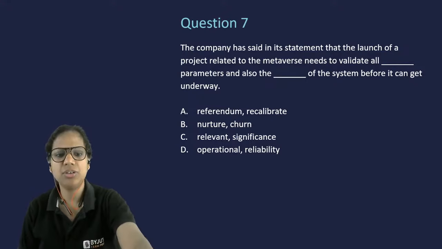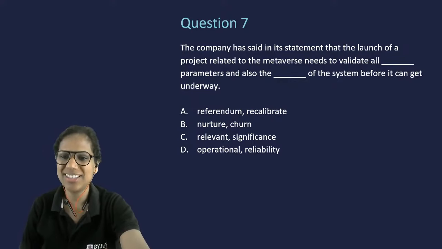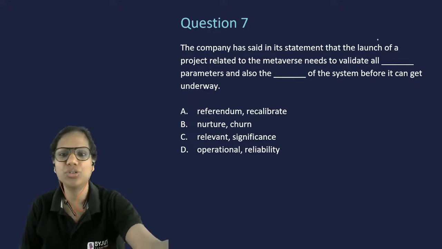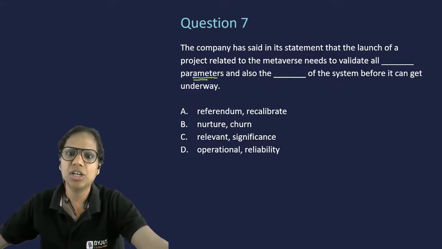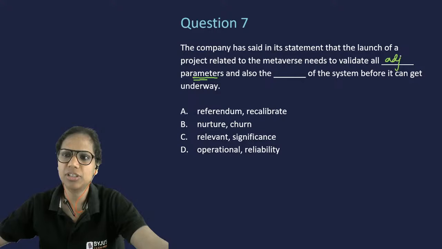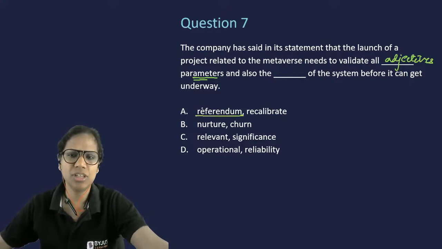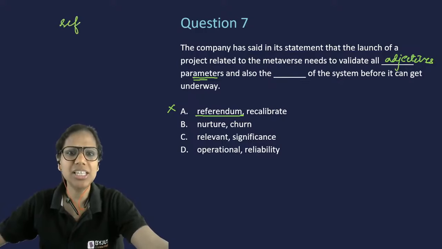She says D. Okay, I've got my first response. Others? So pay attention to the context, right? It's an easy question. If you pay attention to the context, all dash parameters. First of all, I need an adjective here. What kind of parameters, right? Referendum does not make sense at all. So what is a referendum?